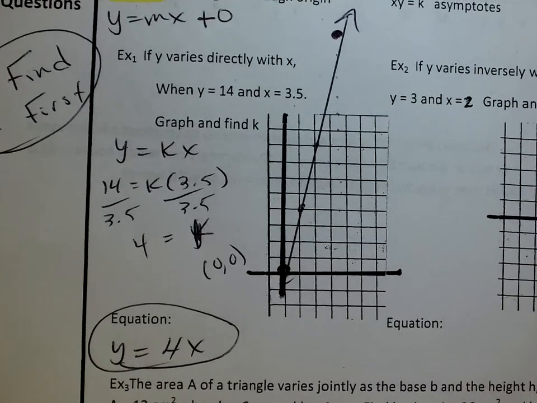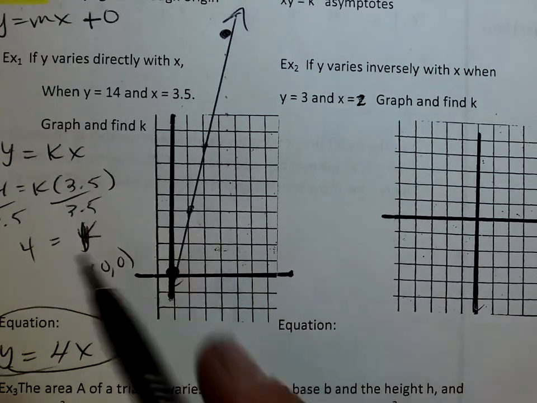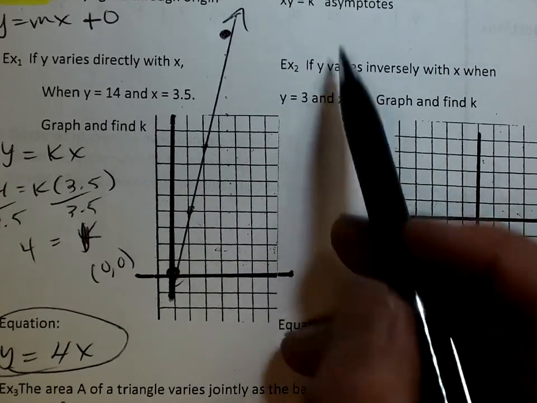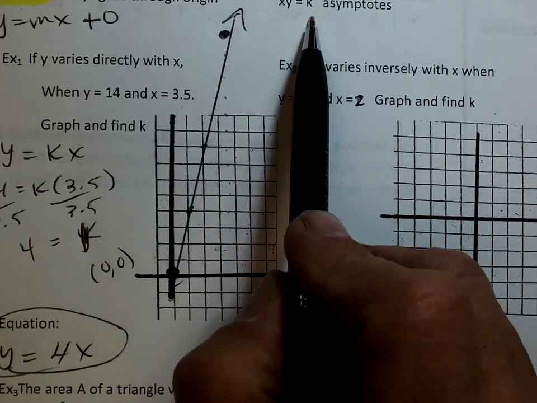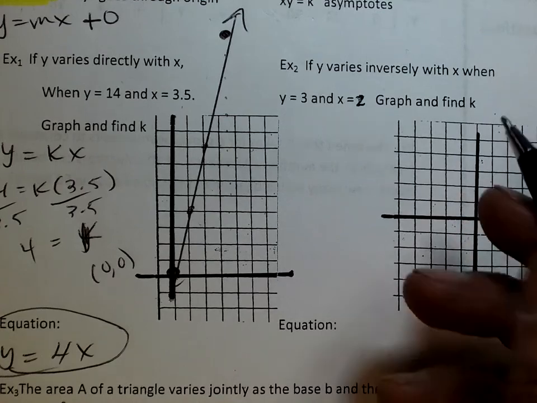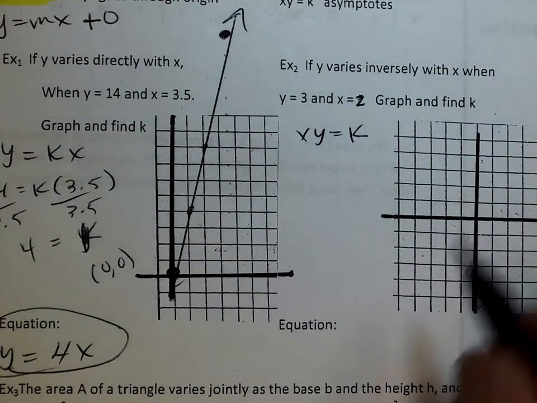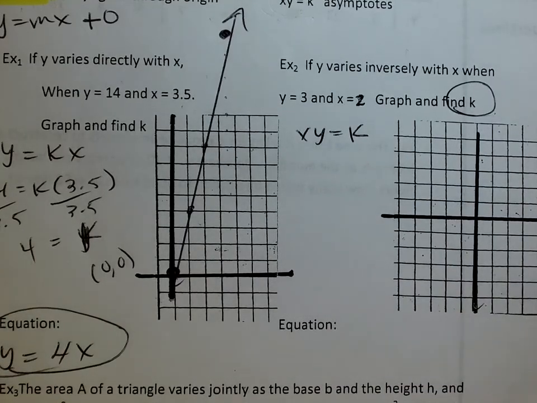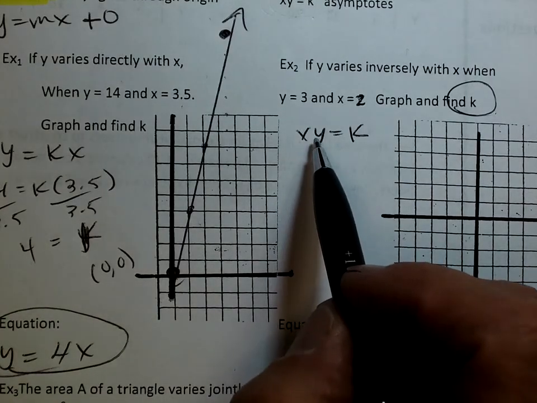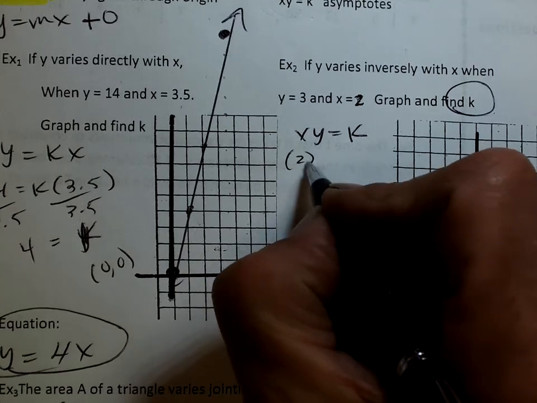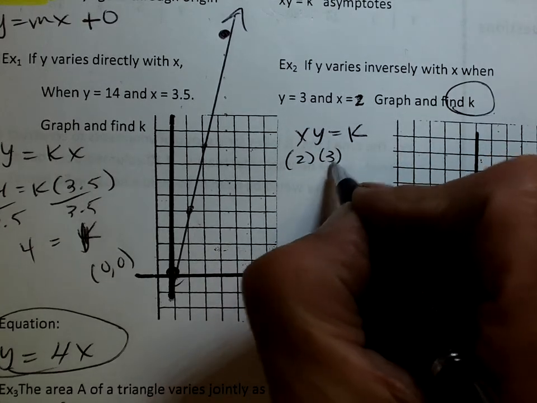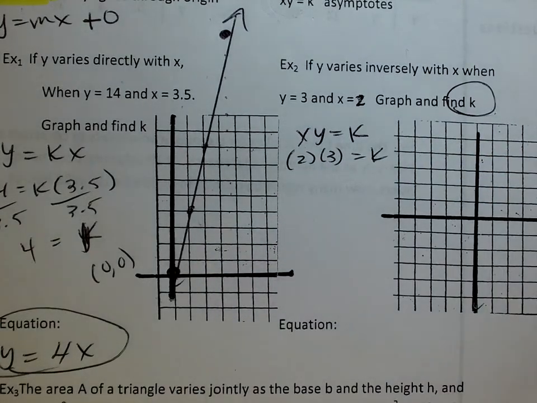We'll see. Okay, so example 2, inverse variation, okay? If it's inverse variation, we want to use this formula: xy equals k. And let's find k, all right? Let's find k. So x is 2, y is 3. So the value of k is 6, right?